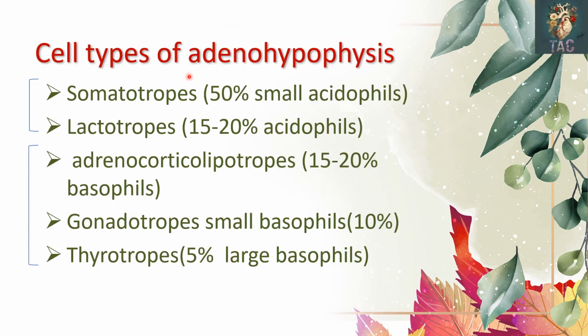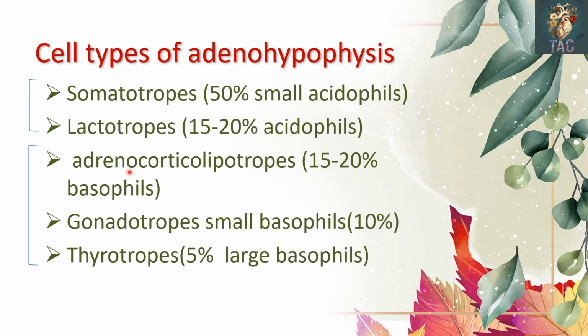According to cell types, according to type of secretion, there are two types of acidophils. One are the somatotrophs, which make up 50% of the total population of acidophils. They are smaller in number and they secrete growth hormone. The others are the lactotrophs, which are 15 to 20% of the total population of acidophils, and they secrete prolactin.